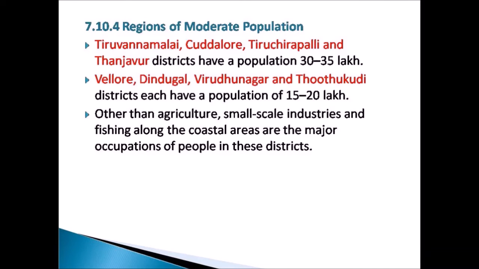Regions of moderate population. Tiruvannamalai, Cuddalore, Tiruchirappalli and Thanjavur districts have a population ranging from 30 to 35 lakh. Vellore, Dindigul, Virudhunagar and Thoothukudi districts have a population of 15 to 20 lakh. So these are the districts which have moderate population, that is, medium population. The major occupations of the people in these districts are agriculture, small scale industries and fishing along the coastal region.